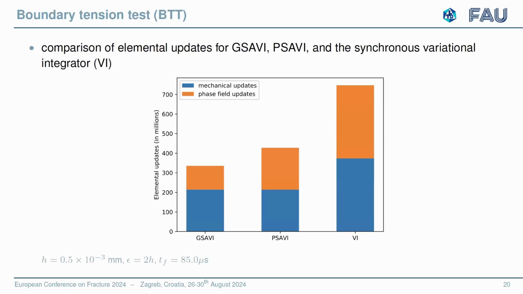So let's have a computational cost comparison here. This is GSAVI, our approach. PSAVI is the approach by Neo, and this is the variational integrator. You can see that GSAVI needs almost half the computational cost as compared to VI. And with PSAVI, while both methods have the same number of mechanical updates, GSAVI has fewer phase field updates, resulting in computational savings.